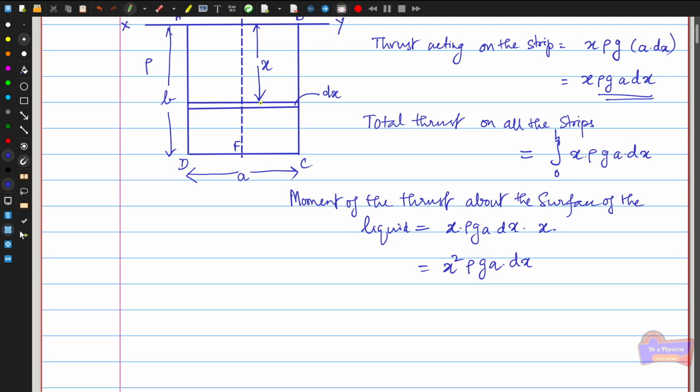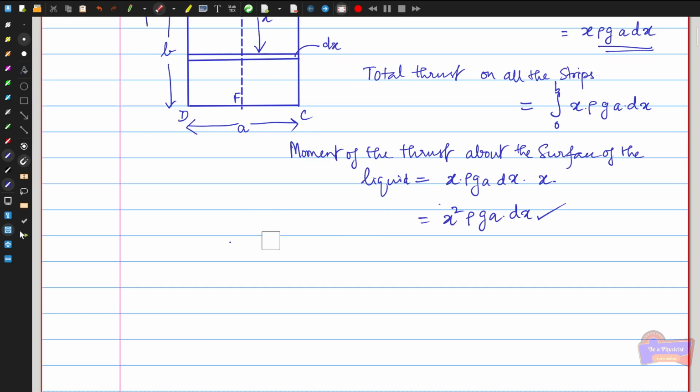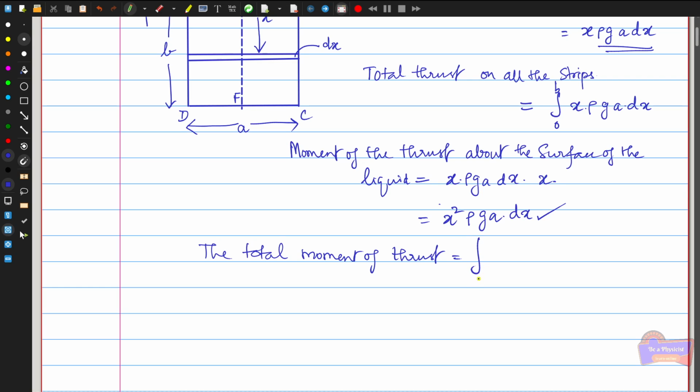If you want to find the total moment of the thrust of this rectangle, again you can integrate this equation from the limits 0 to b. So the total moment of thrust can be written as the integration from 0 to b of x squared rho g a dx.